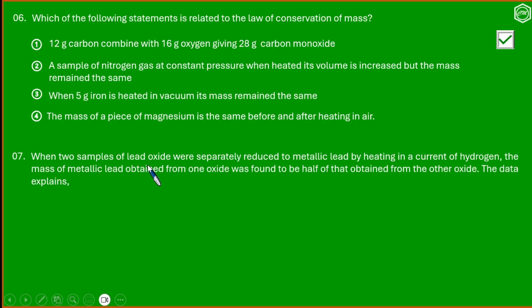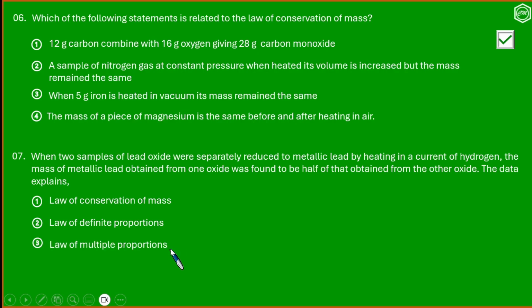Question 7. When two samples of lead oxide were separately reduced to metallic lead by heating in a current of hydrogen, the mass of metallic lead obtained from one oxide was found to be half of that obtained from the other oxide. The data explains option 1 law of conservation of mass, option 2 law of definite proportion, option 3 law of multiple proportions, option 4 no specific law of chemical combination.